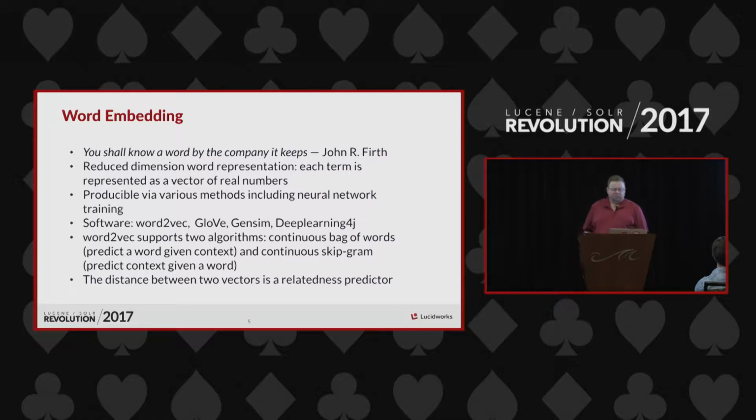Word2Vec specifically supports two algorithms, continuous bag of words, which is capable of predicting a word given the context, and continuous skip-gram, which does the reverse. The distance between two vectors can be seen as a predictor of relatedness.